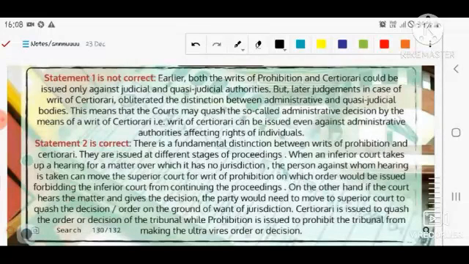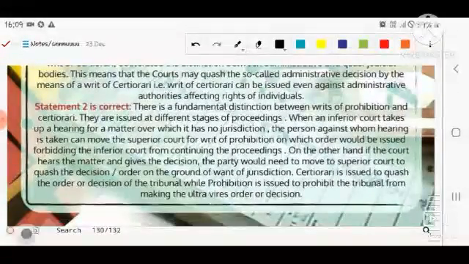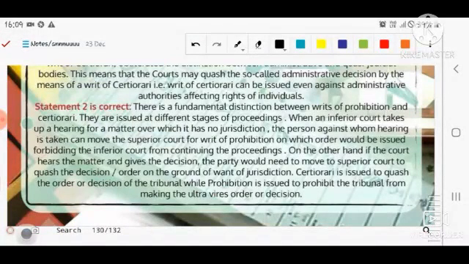This means that the court may quash a so-called administrative decision by means of a writ of certiorari. A writ of certiorari can be issued even against an administrative authority affecting the right of an individual. So, the second is correct. There is a fundamental distinction between the writ of prohibition and certiorari. They are issued at different stages of proceeding.